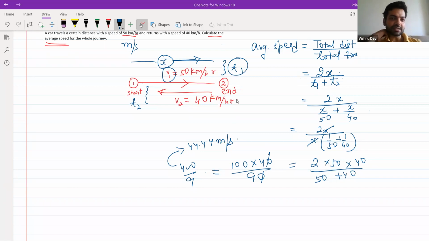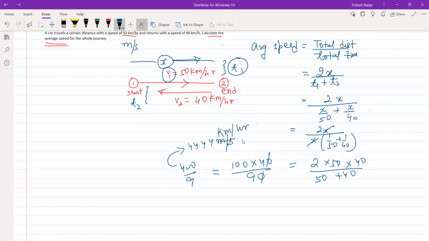Any one of you who didn't understand this, let me know that. It should be kilometer per hour, exactly. Good, good. Kilometer per hour, because here you have the units in kilometer per hour. Yes, Rohan. Exactly.